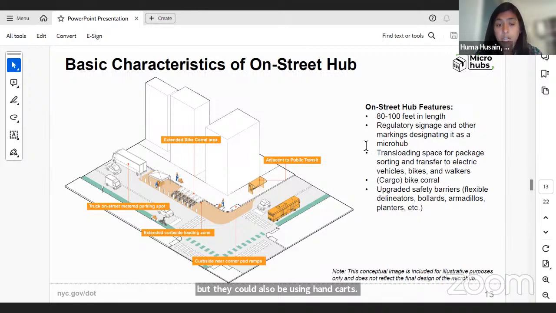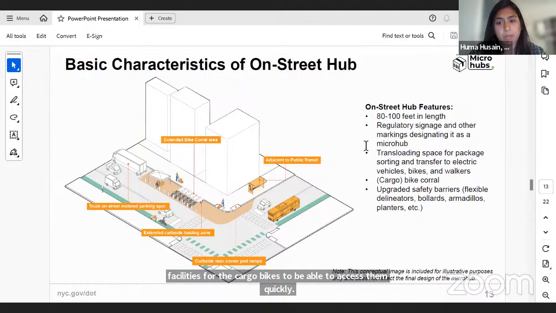And we were trying to site these in areas where it makes sense. So in mixed use commercial areas, not on narrow residential streets, but where a truck is already accessing. So on truck routes, near bike facilities for the cargo bikes to be able to access them quickly. And then, roadways that just have sufficient space for this type of activity.